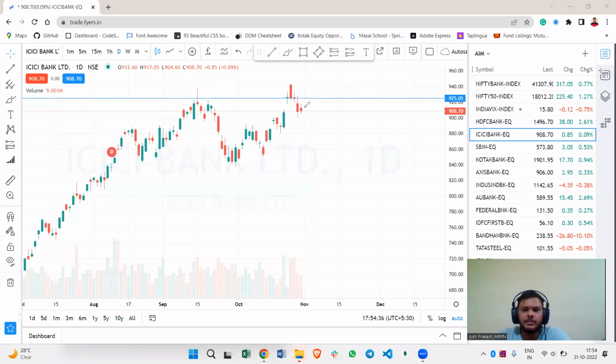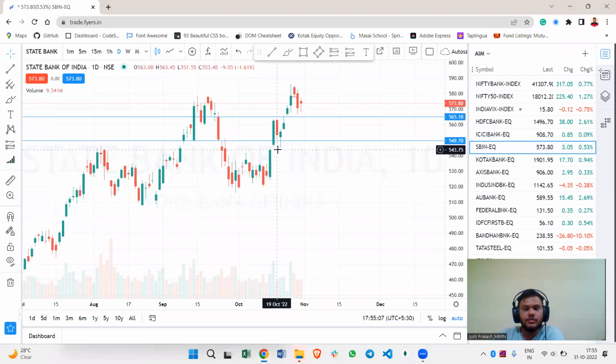After that, if it closes above 915 by opening flat or gap up, then you can take it for buying, and your first target will be 5 points, which is 920, and you can set your second target to 925. If you want to buy ICICI Bank with large quantity, you need to wait for it to close above 925. Otherwise, for now, you can avoid any buying trade, and if it closes below 900, you can take a trade for selling.